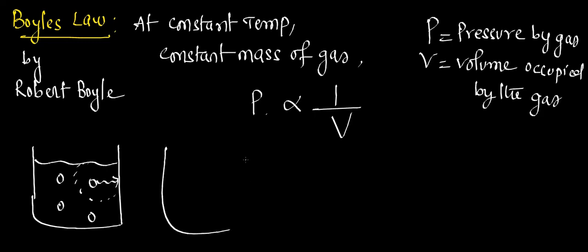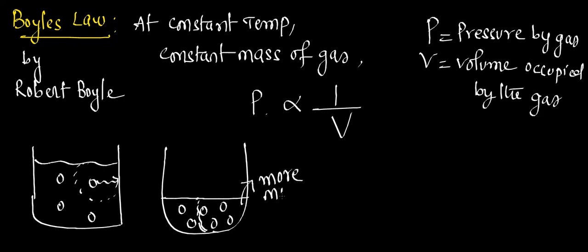Suppose you decrease the volume. Now what happens? All the molecules come closer. Pressure will be more. If you take the same area, within that area this time you have more molecules. So every molecule goes and hits the walls of the container, so pressure increases.